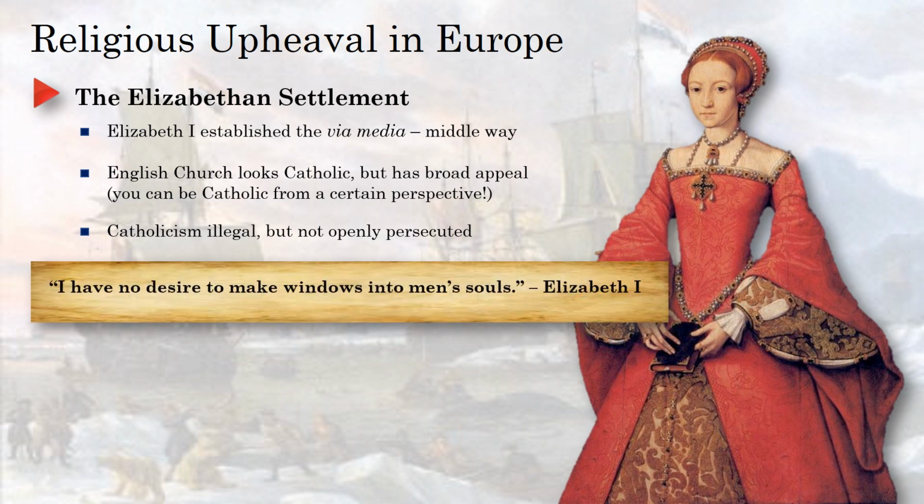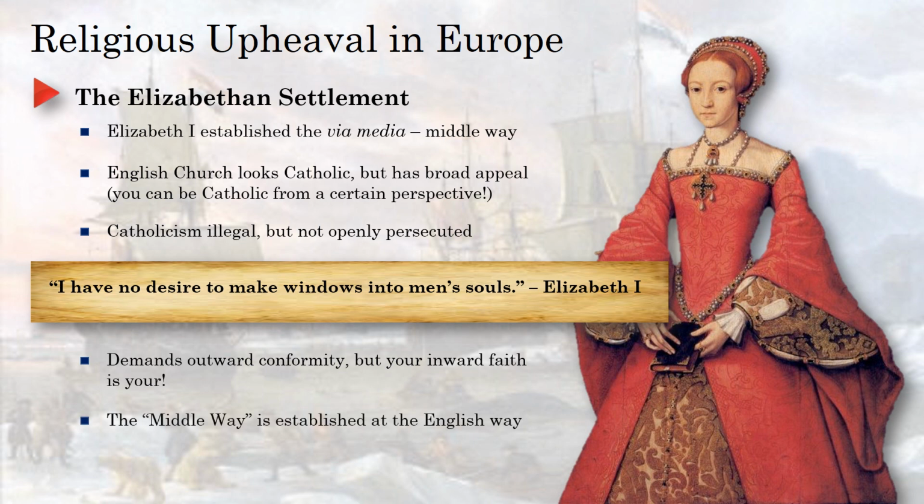She says famously, "I have no desire to make windows into men's souls." In other words, she does demand outward conformity. She does insist that you be a formal member of the English church, but your inward faith is yours. Your own ideas about, I don't know, the sacrament of the Mass, or is it really Jesus's body and blood, or is it a symbol? Elizabeth says, hey, this is up to the individual believer. We're not going to press these issues too far. And so the middle way, or the Via Media, is established as the English way.